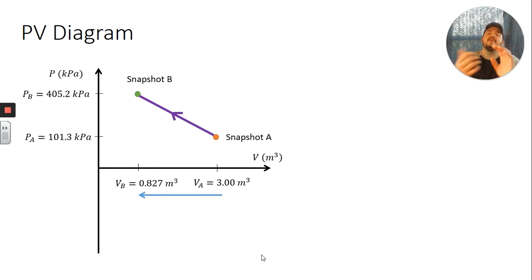Next, let's talk about that volume change. It's a compression. So we're going from the bigger to the smaller volume. We expect the volume change to be a negative number. Let's compute it, make sure.